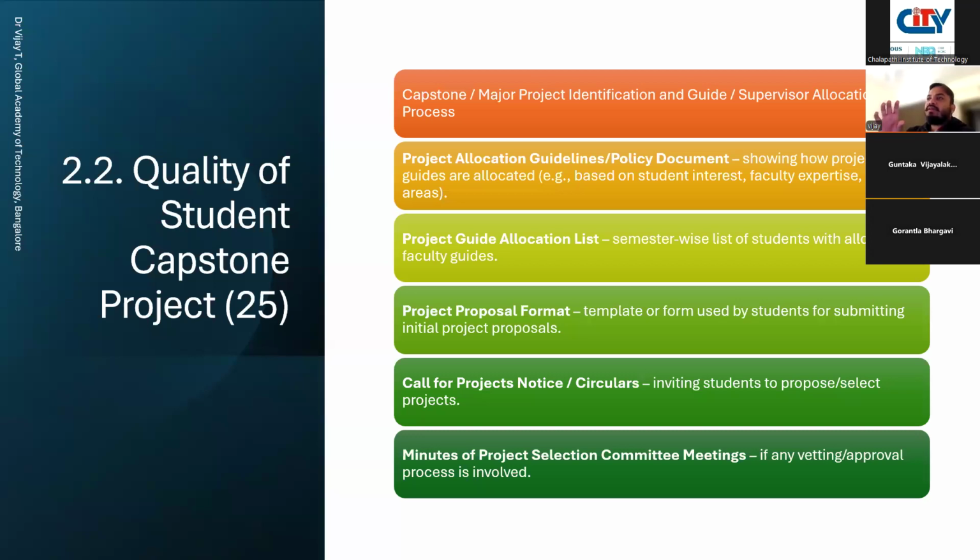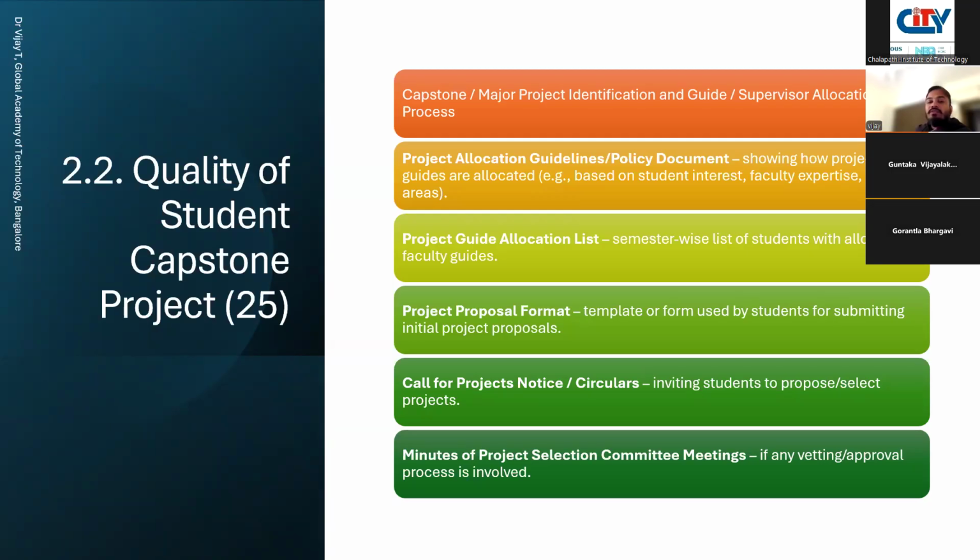Is there any policy for that, or can students randomly choose? Randomly choosing is not an option. There should be some mechanism. The competencies of each faculty should be mapped to each of the projects, and how are we going to do it? Then, what is the project proposal format? What are the rubrics that you are following?